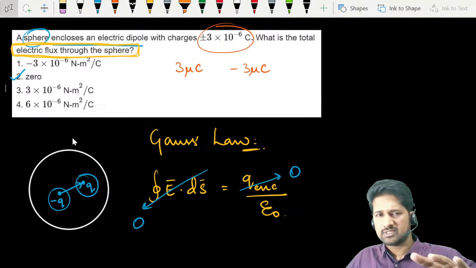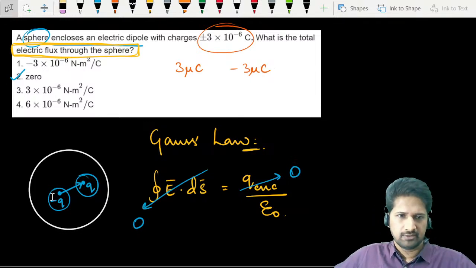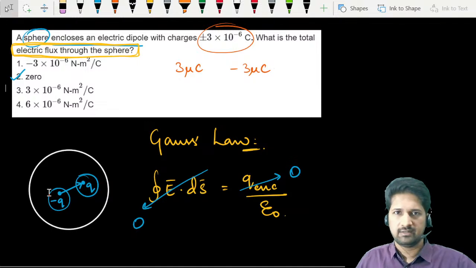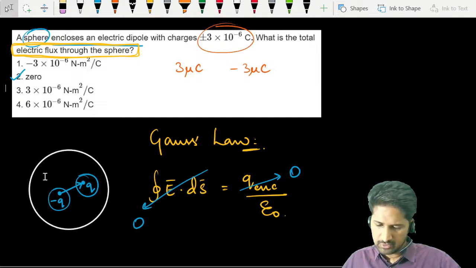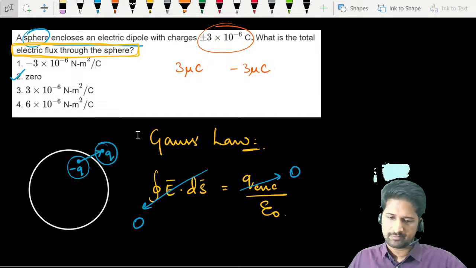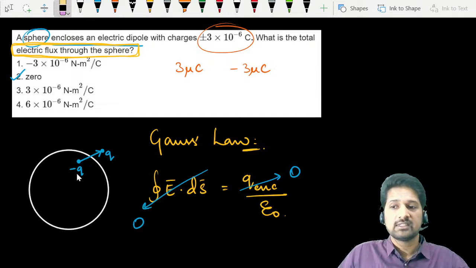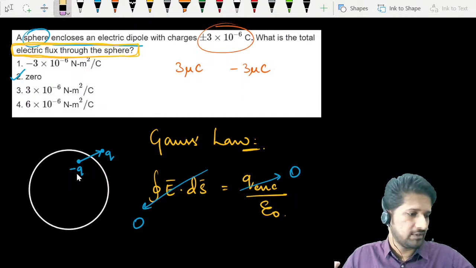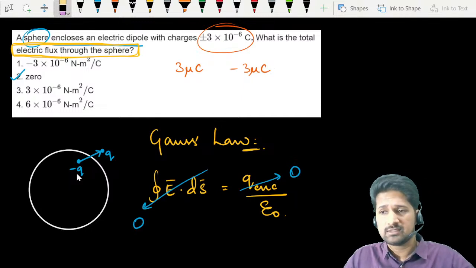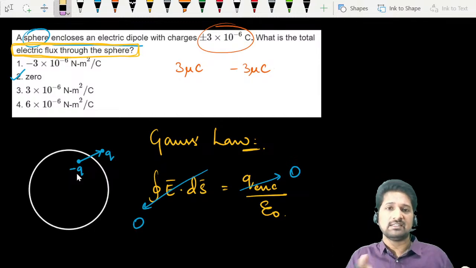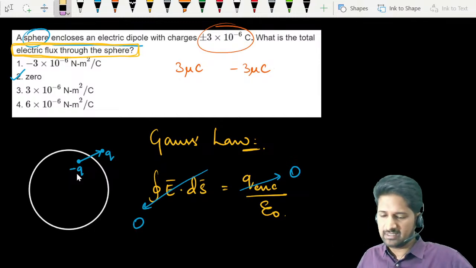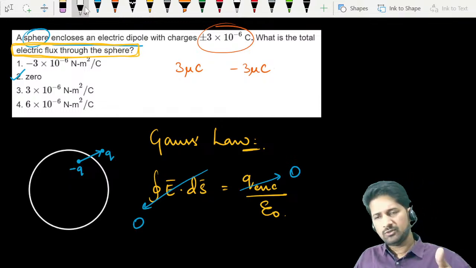Now, in the same situation, you can consider small variations also. Let's say instead of keeping the dipole completely inside the sphere, they keep one charge inside and one charge outside. I'll rearrange this system to help you visualize. Suppose the situation is like this: some charge inside, some charge outside, and they ask what the net electric flux through this sphere is. Now how will you answer? The concept is the same. You have to see what charge is enclosed by the sphere, because the sphere is a closed surface. So you will answer based on Gauss law only.